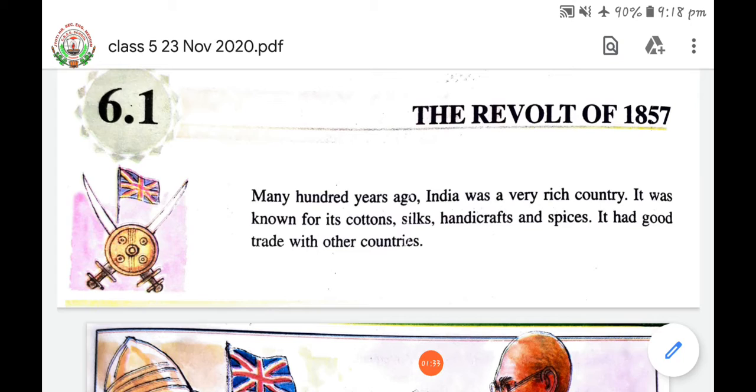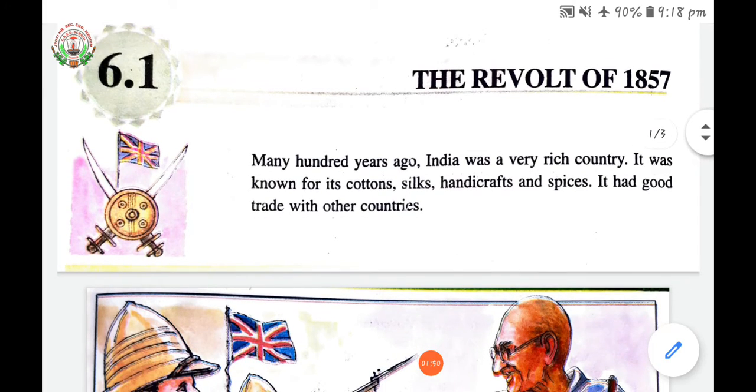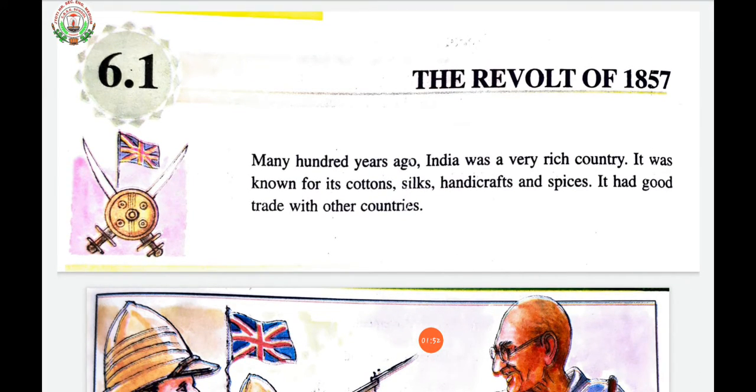They drained away our wealth to England and made India a poor country. Many Indians stood up against the injustice of the British. After a long struggle and many sacrifices, India won back her freedom on 15th August 1947.